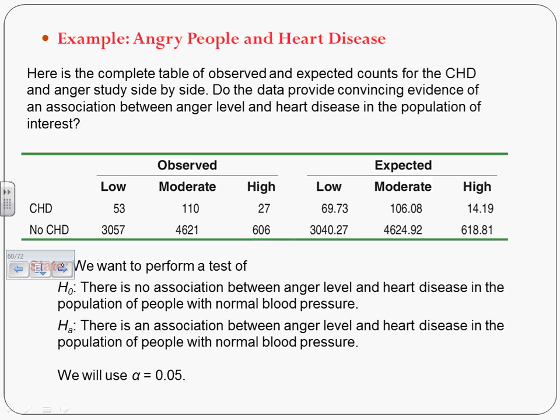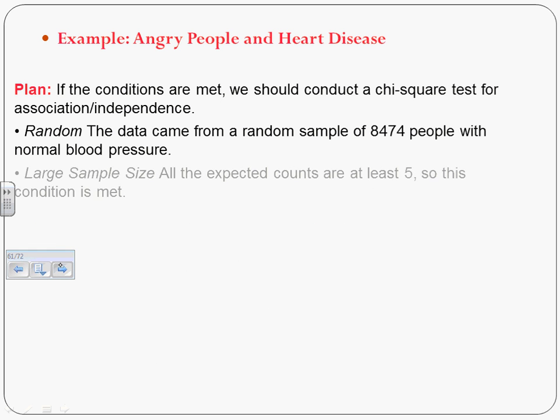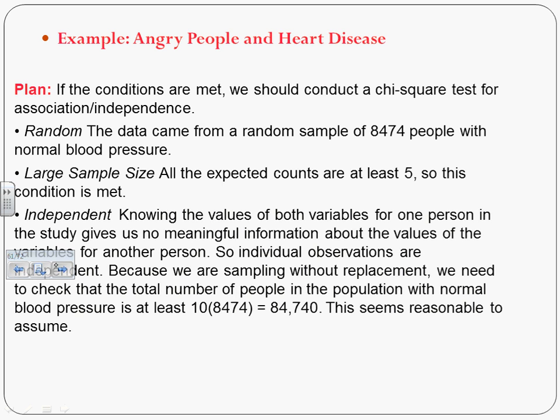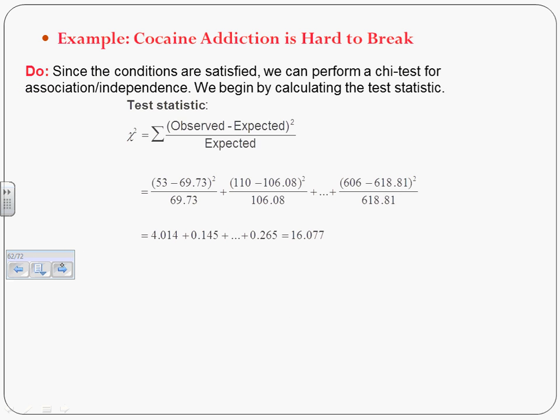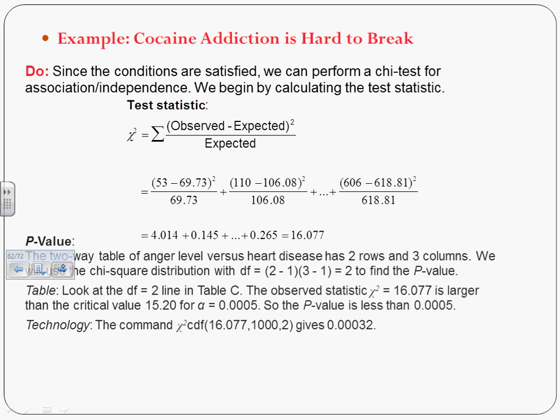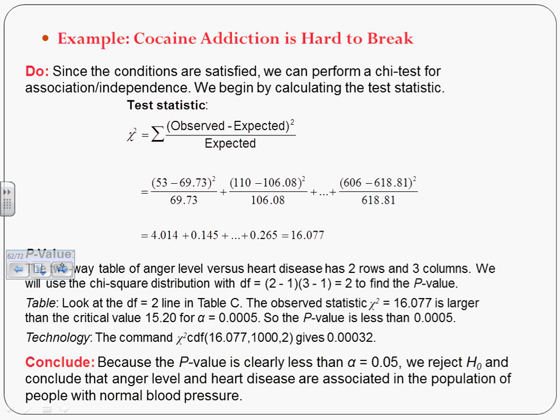All right, so here's one if you want to do for association. You can set up your null and alternative. Check your conditions. Calculate your statistic. Find your p-value. And then state your conclusion.